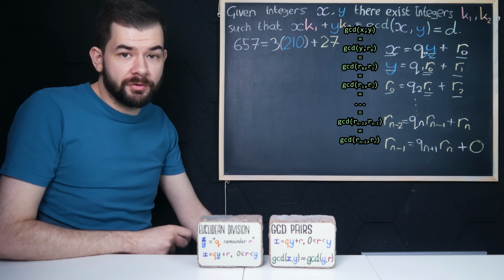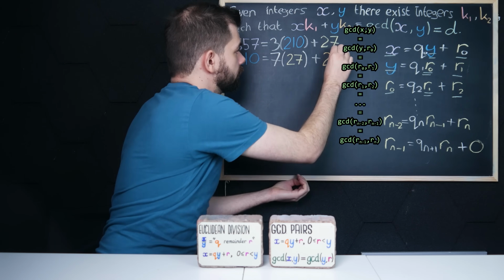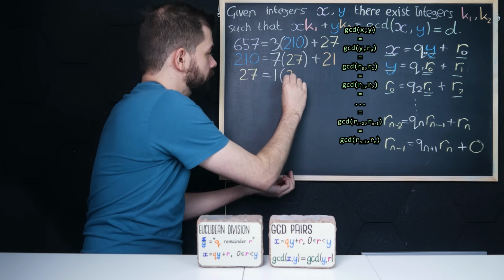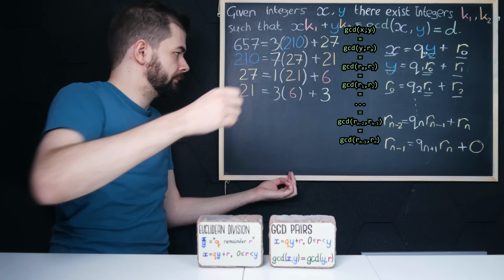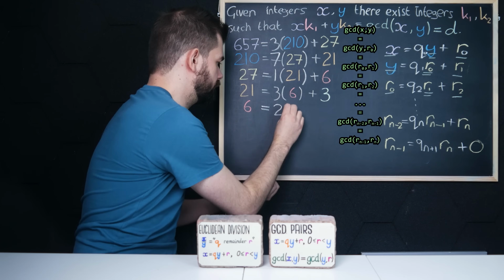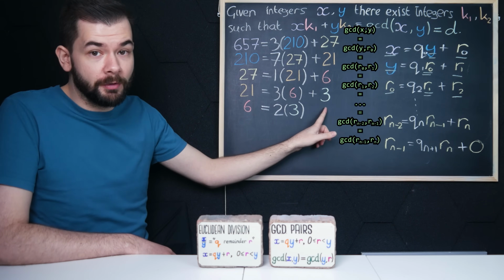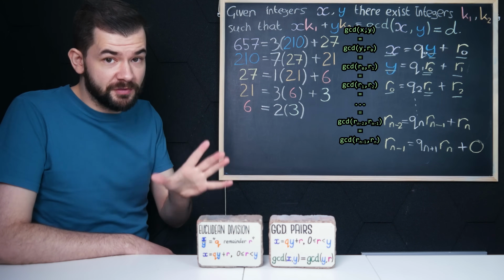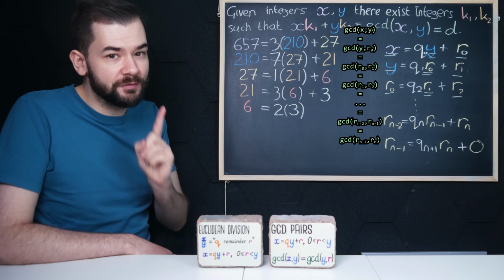And now we repeat. 210 divided by 27 is 7 remainder 21. 27 divided by 21 is 1 remainder 6. 21 divided by 6 is 3 remainder 3. 6 divided by 3 is 2 with no remainder. Now it's no coincidence that the final non-zero remainder is 3, which is the greatest common divisor of 657 and 210. That will always be the case.